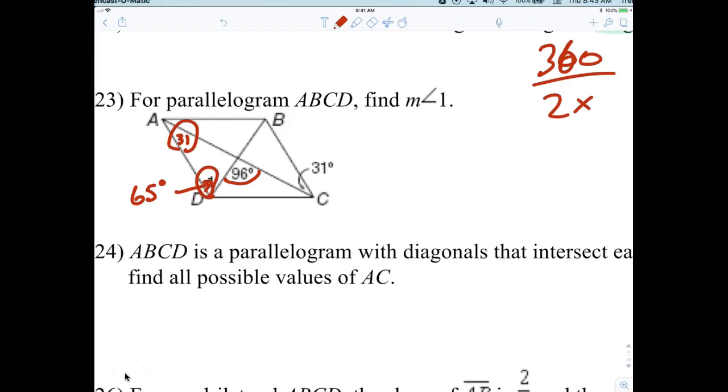The exterior angle adds up to the remote interior angles. All right, if you didn't like that, you can just subtract 96 from 180. Is everybody with me? And then that would be what? 84. And then vertical. And then you could add them up.